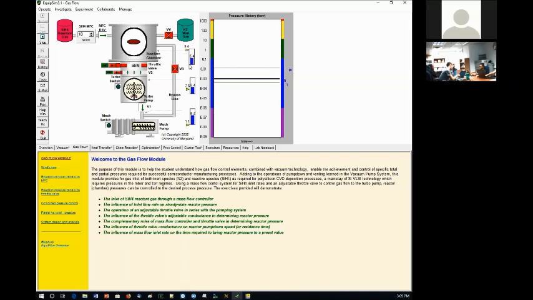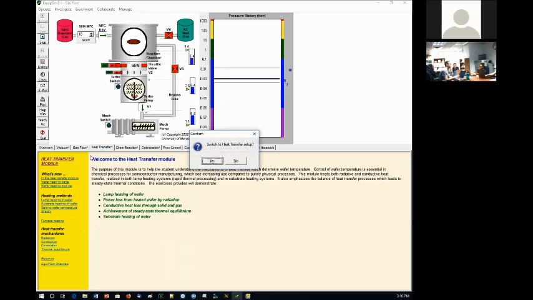Okay, now we have learned how to first prepare the chamber vacuum-wise, and now how to prepare the chamber by flowing in the right gas. Now we're going to switch to the third heat transfer tab. Switching to heat transfer.